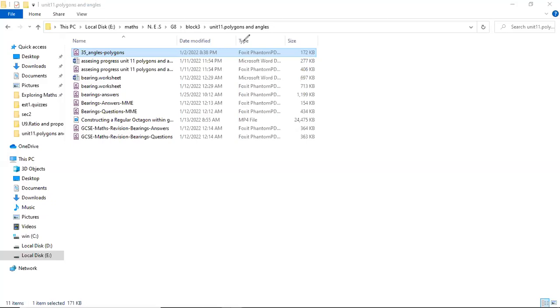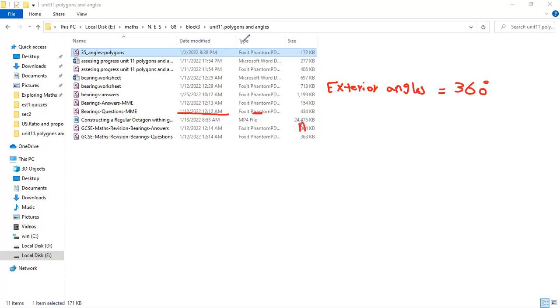Let's now go to this sheet and try to answer all these questions. Let's have a look at this question. Each exterior angle of a regular polygon is 30. How can we find the number of sides of this polygon? You know that the sum of all exterior angles of any polygon equals what? 360. And this polygon is a regular polygon, and each angle is 30.